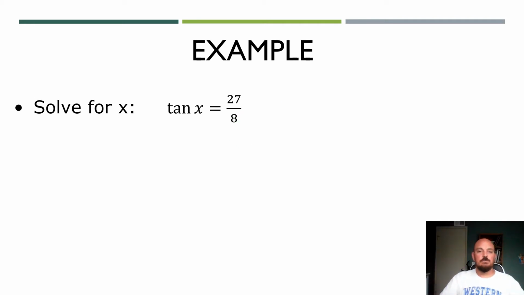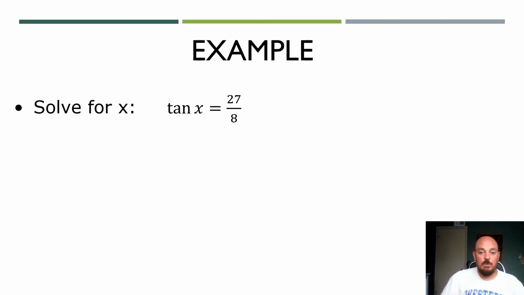So let's do this. Let's say I ask you to solve for x, and I say tangent of x equals 27 over 8. Like I said, I just copied and pasted the problem, and I switched the x and the 27. So see, now the solving part is completely different. I can't just multiply by 8 or divide by 8 or multiply by 27 or anything like that. If I want to isolate the x, I need to get it outside of the trig function.